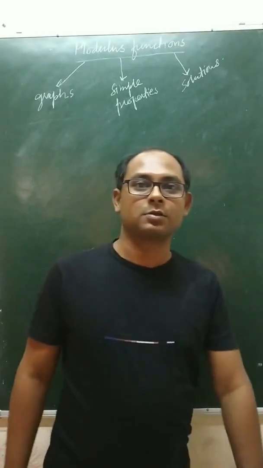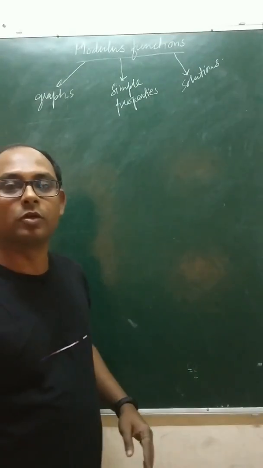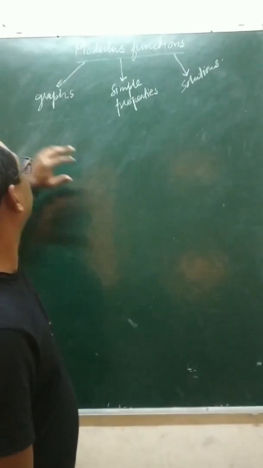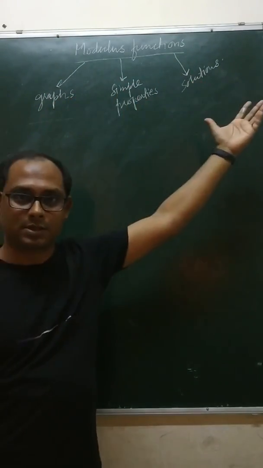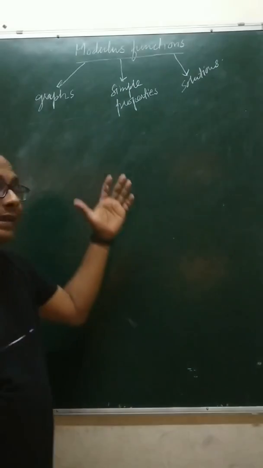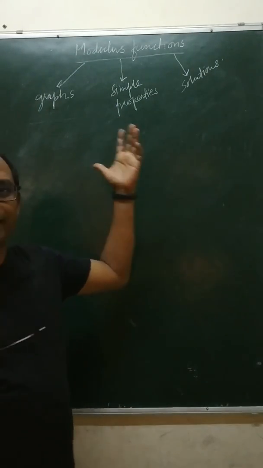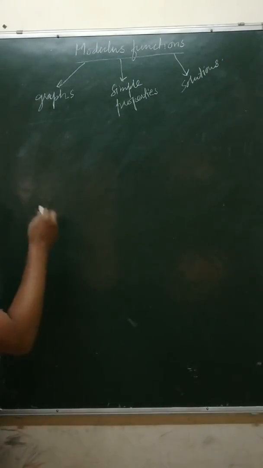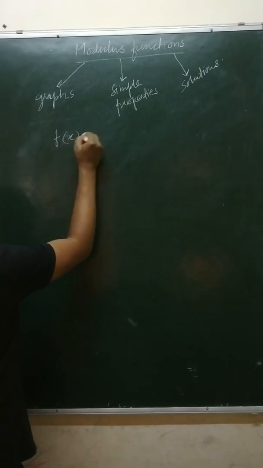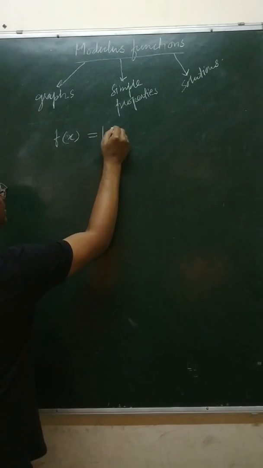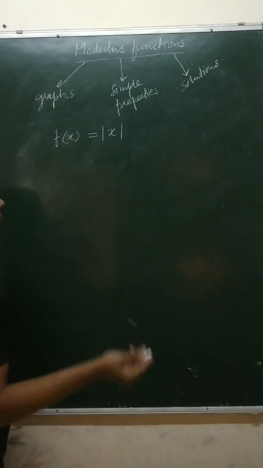We are going to discuss today the modulus function, its graphs and simple properties, along with the solutions. So many people find it difficult, but this is a very easy topic. So let us start with the definition. As we know, f(x) equal to modulus of x, also known as absolute value.